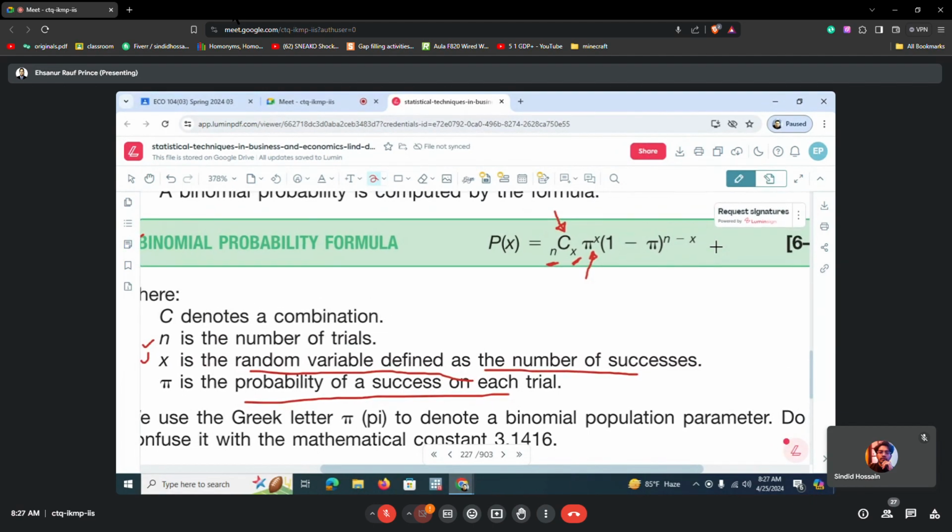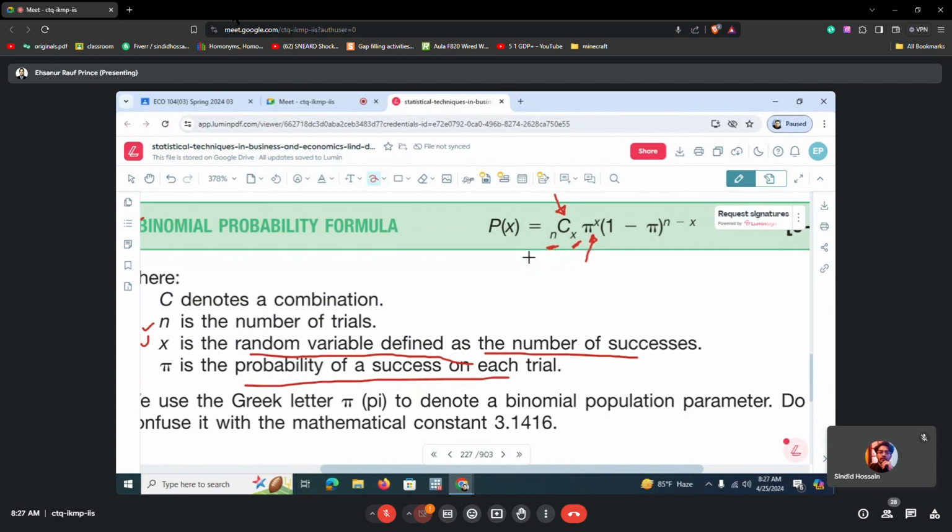So let me show again the whole formula. Look, P(x) = nCx. N means the number of trials. C means combination. X means the random variable which is defined as the number of successes. Pi is the probability of success. And the rest of the things, the symbols, I have already discussed.